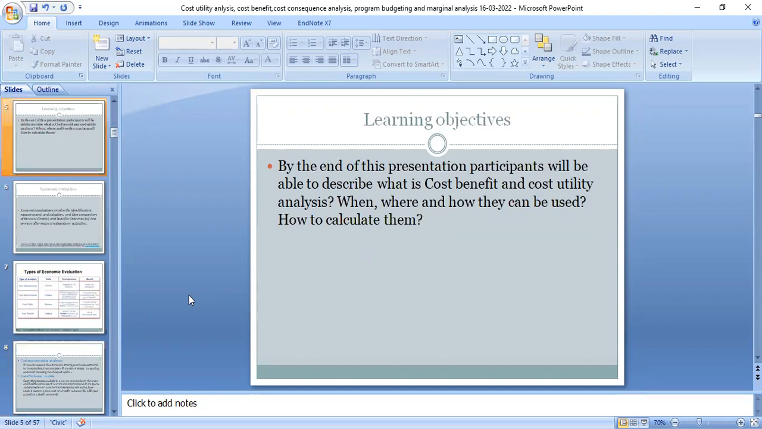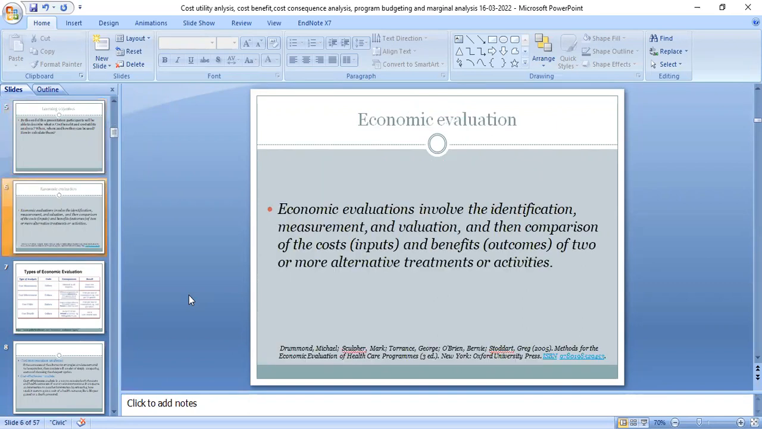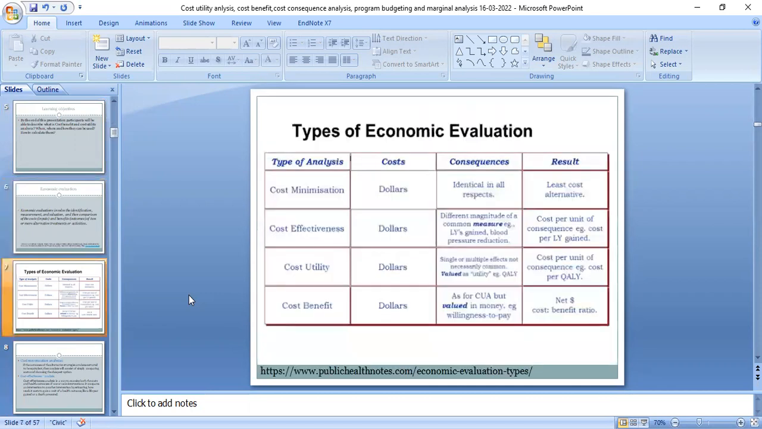By the end of this presentation, participants will be able to describe what is cost benefit and cost utility analysis, when, where and how they can be used and how to calculate them. Now, what is economic evaluation? Economic evaluations involve the identification, measurement and valuation, and then comparison of the costs that are inputs and benefits that are outcomes of two or more alternative treatments or activities.